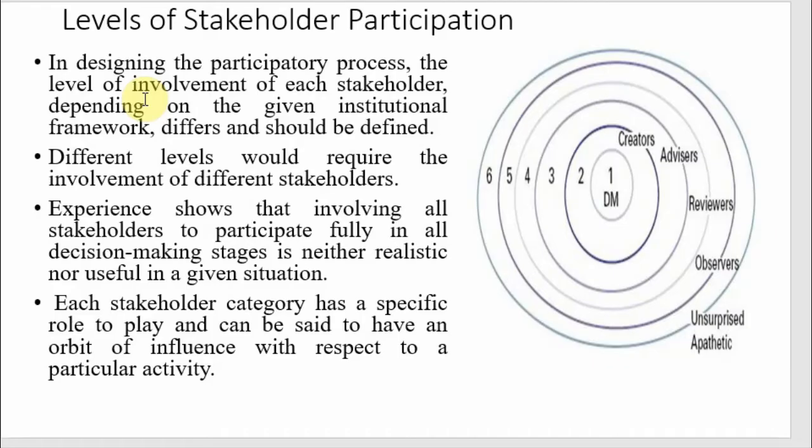See, in each and every level, you have different types of stakeholders, and experience shows that involving all stakeholders to participate fully in all decision-making stages is neither realistic nor useful in a given situation. And each stakeholder has a specific role to play and can be said to have an orbit of influence with respect to a particular activity. Okay, so you can have levels of stakeholders.